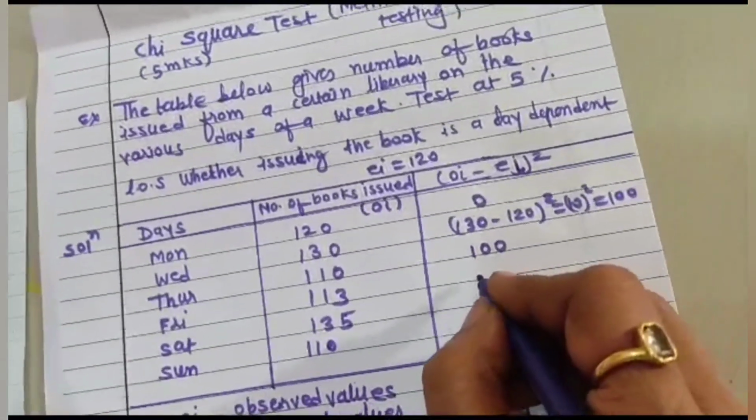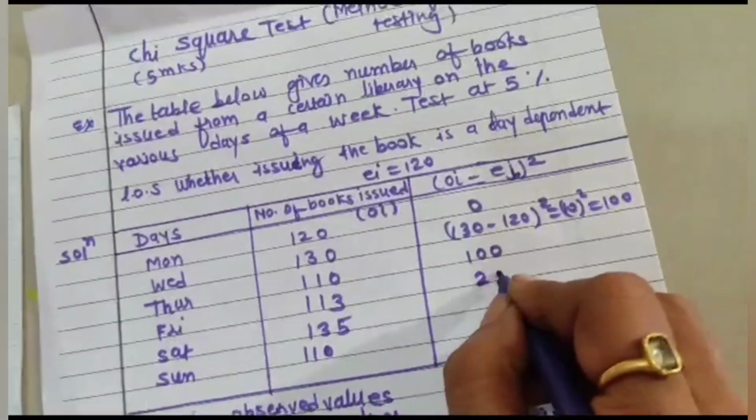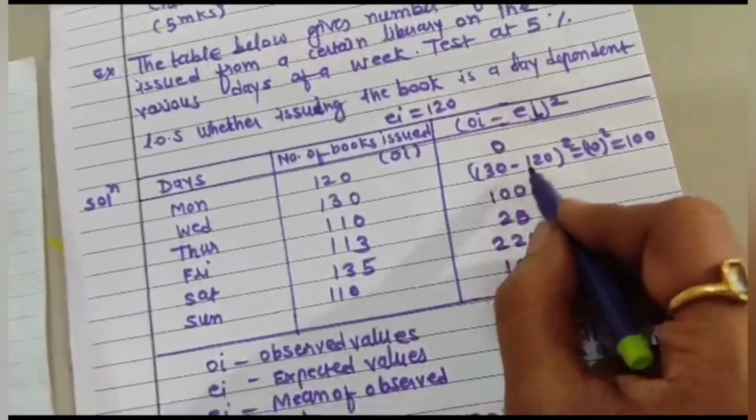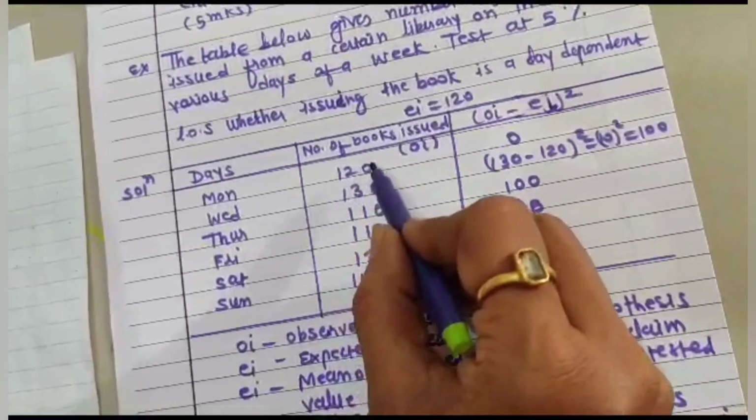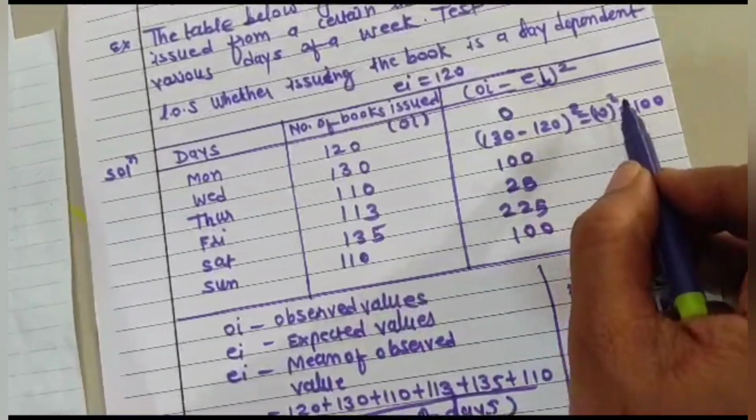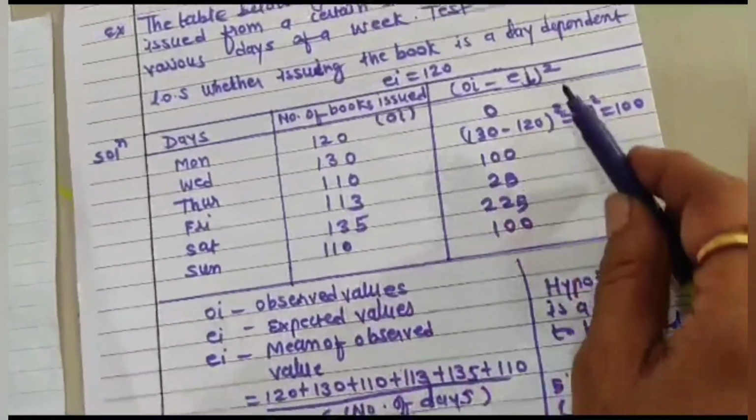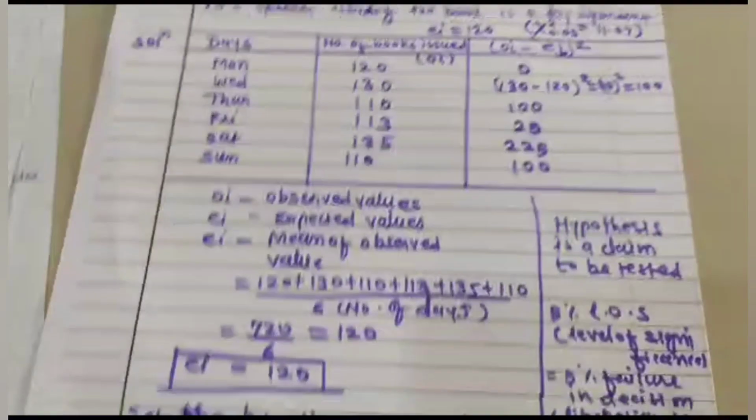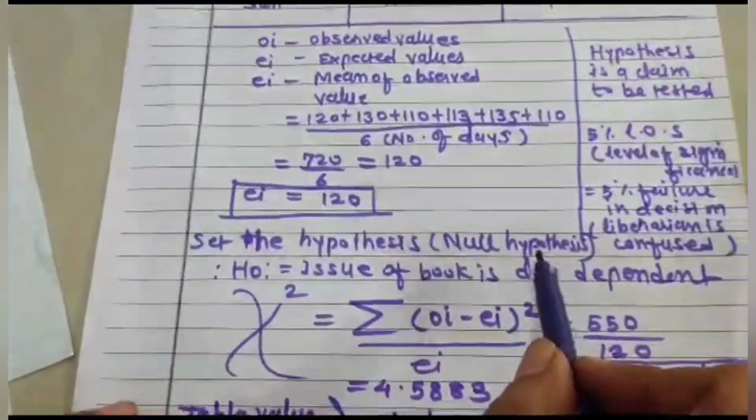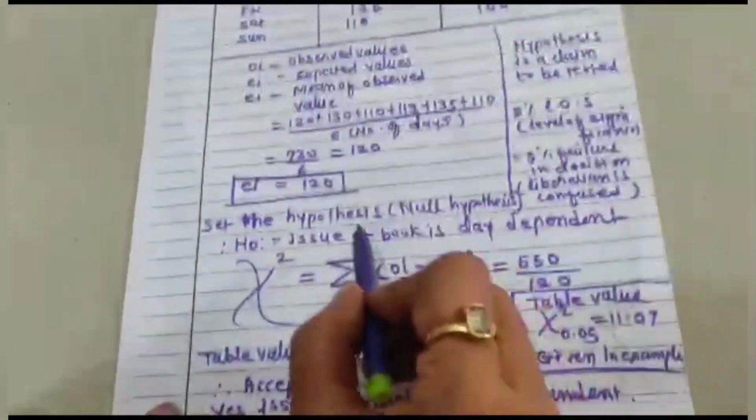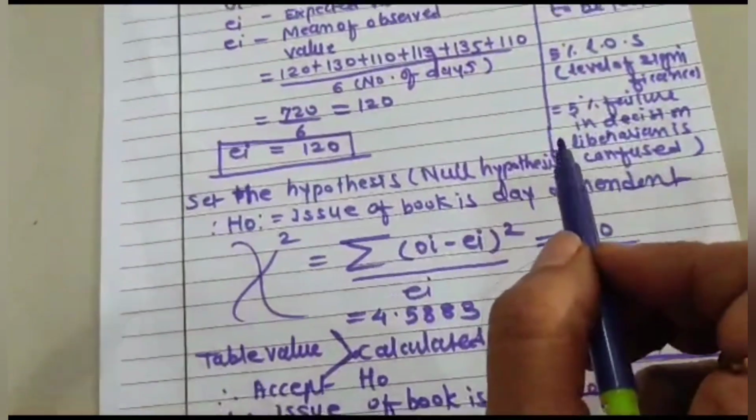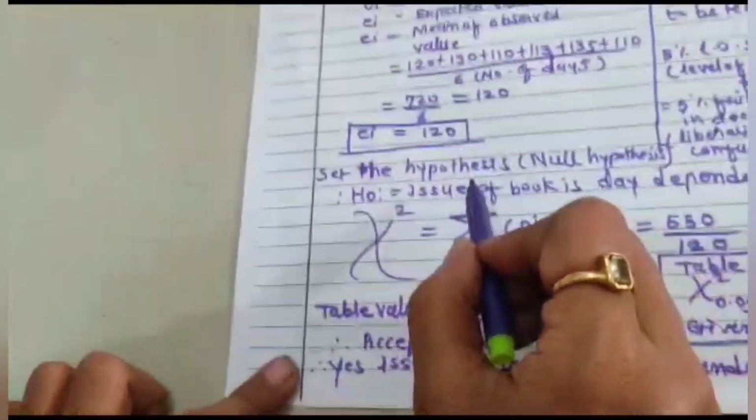Then for the others we get 25, 225 and 100. Do the calculation like this: OI minus EI, where OI is 120, 120 minus 120 square is 0; 130 minus 120 square is 10 square, which means 100. In this way we have to make this table. Now in this example we have to set the hypothesis, called the null hypothesis, represented by H0. H0 is that the issue of books is day dependent. We will consider that the issue of books is day dependent; that is our hypothesis.